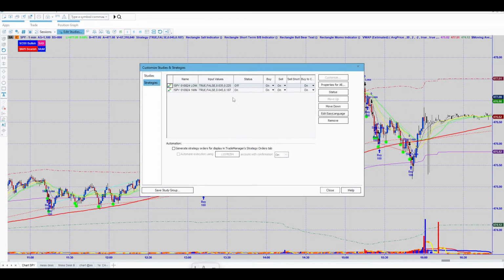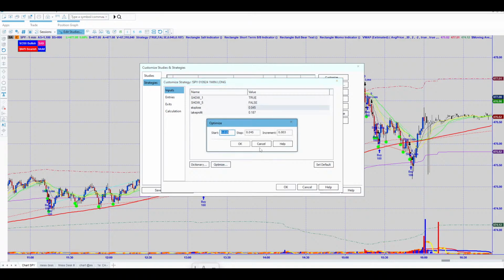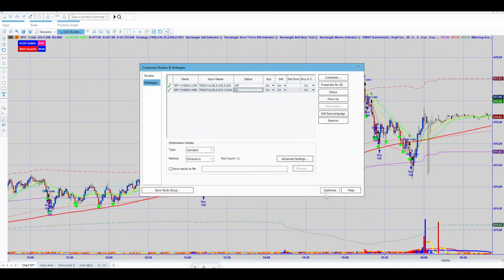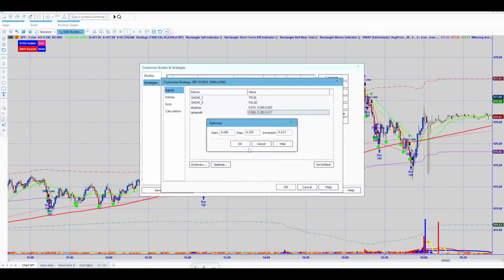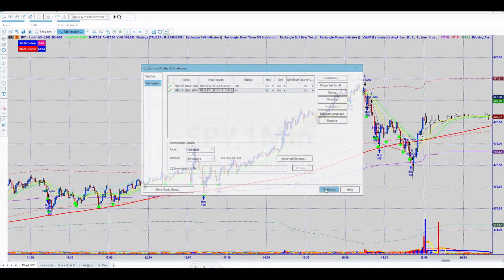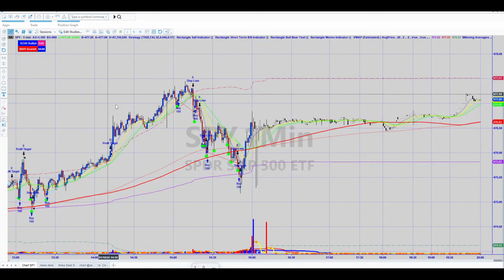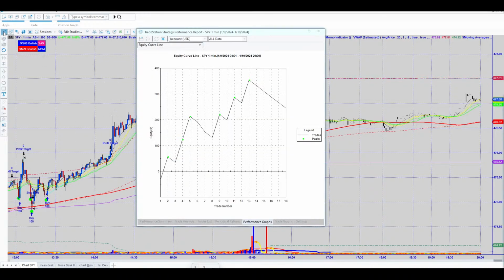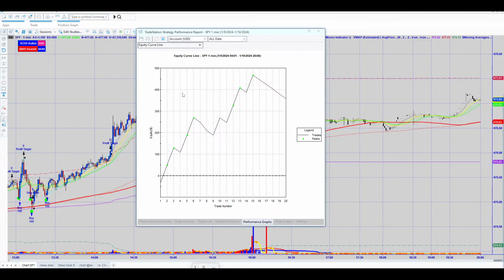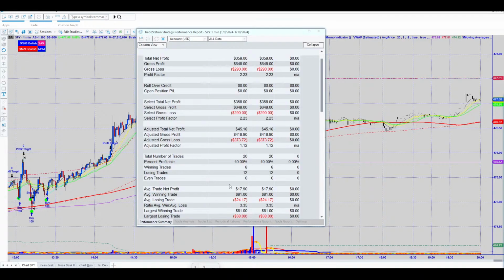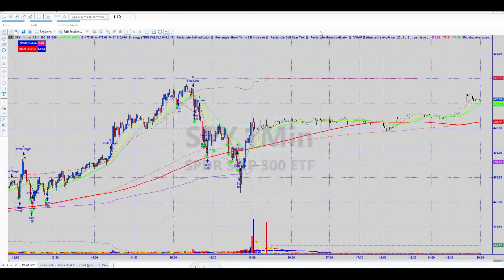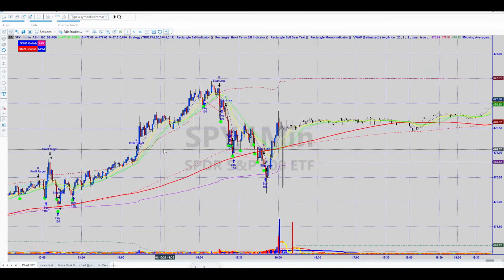Just for kicks and giggles, I'm curious, if we re-optimize it, does it still work on this time frame, on this chart? So we're going to optimize it. We were at 33%, and now it looked much better. Now it's 40%. So yeah, not much better. This would be something that you definitely want to modify.